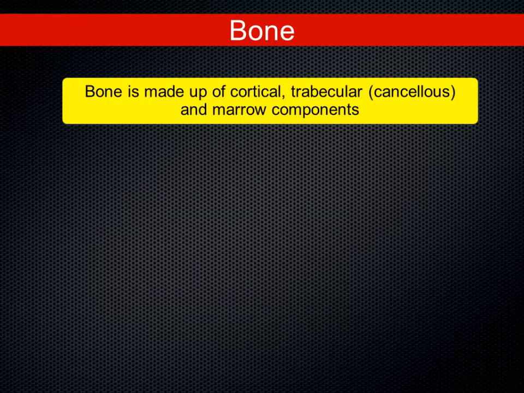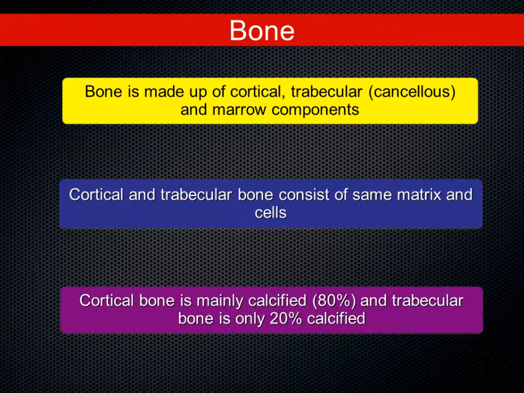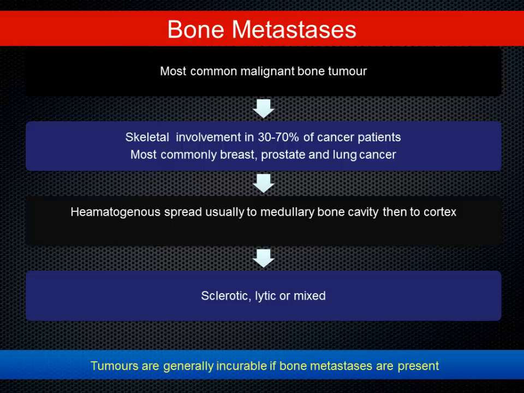Coming to the basics, bone is made up of cortical, trabecular, and marrow components. The cortical bone and the trabecular bone consist of the same matrix and cells in various proportions. Cortical bone is mainly calcified, up to 80%, and trabecular bone is about 20% calcified. Bone metastasis is the most common malignant bone tumor, involving about 30 to 70% of cancer patients, mostly from lung, breast, and prostate, usually spreading from the medullary cavity into the cortex. It could be sclerotic, lytic, or mixed. If there is bone metastasis, unfortunately, it's incurable, and the management becomes more palliative rather than curative.